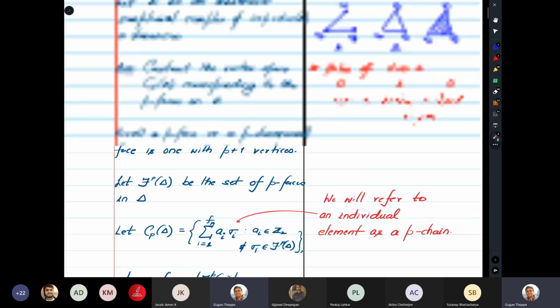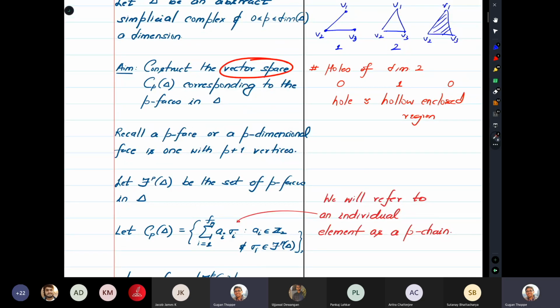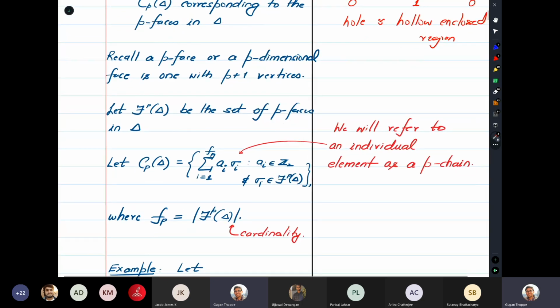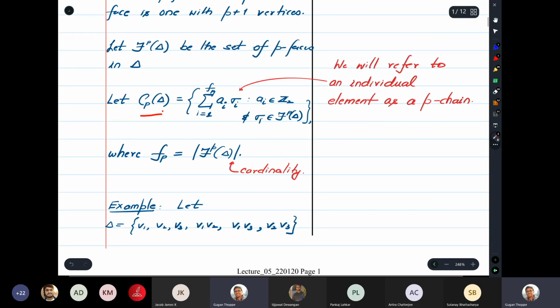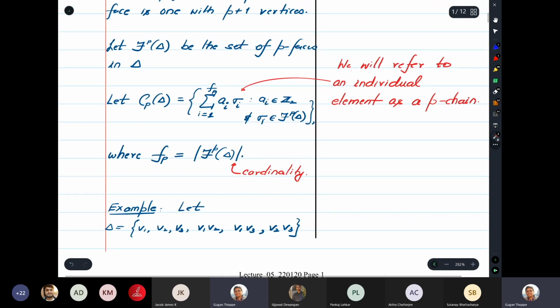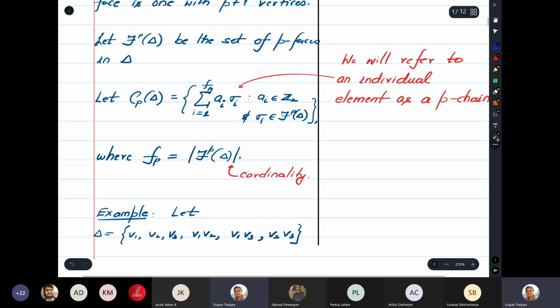Yeah, so our only goal is to construct this vector space corresponding to the p faces in delta, right? So to begin with, let calligraphic F to the power p of delta be the set of p faces in delta. So this is basically the collection of all p-dimensional faces in delta, and we will define this set now. Okay, so look at this definition very carefully. So what do we do?